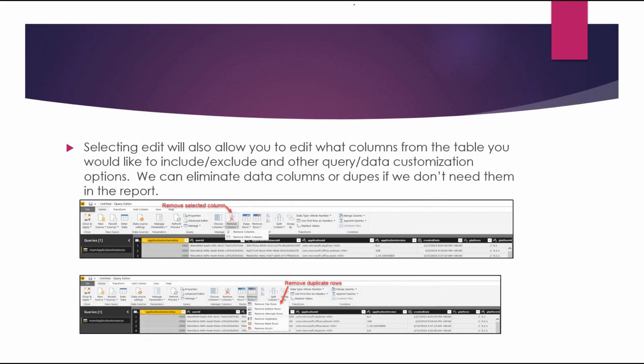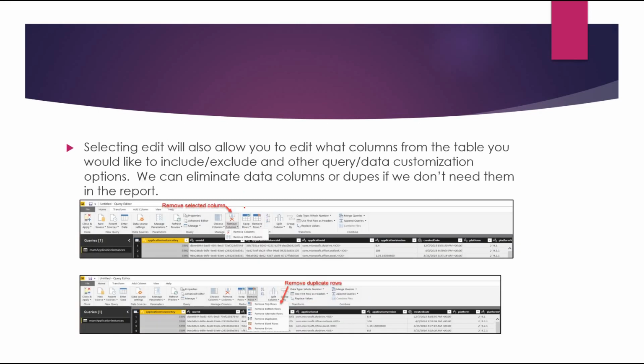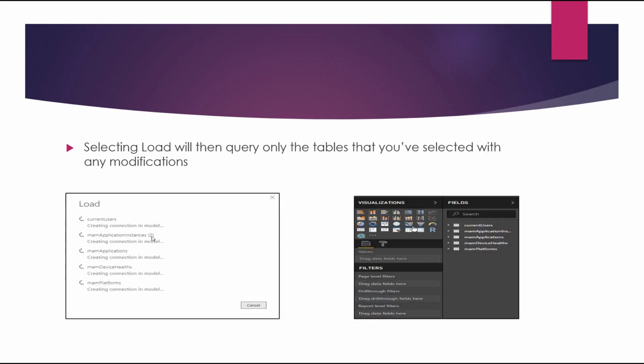Before clicking on load, you have the option of clicking edit over here, and you can remove a specific column if you want to. This again is just for customization. It's an optional step. If you want, you can just ignore this and click on load. Once you click on load, it's going to load all the columns in front of you.